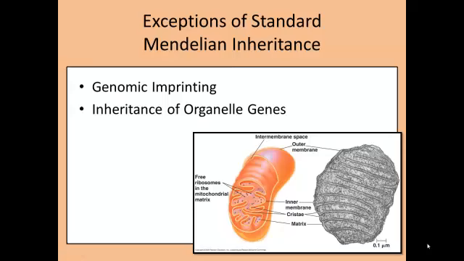Concept 15.5, Exceptions of Standard Mendelian Inheritance. In this concept, we will look at more exceptions to standard, what seems relatively easy to understand now, Mendelian inheritance. The two exceptions we will go over are genomic imprinting and inheritance of organelle genes.